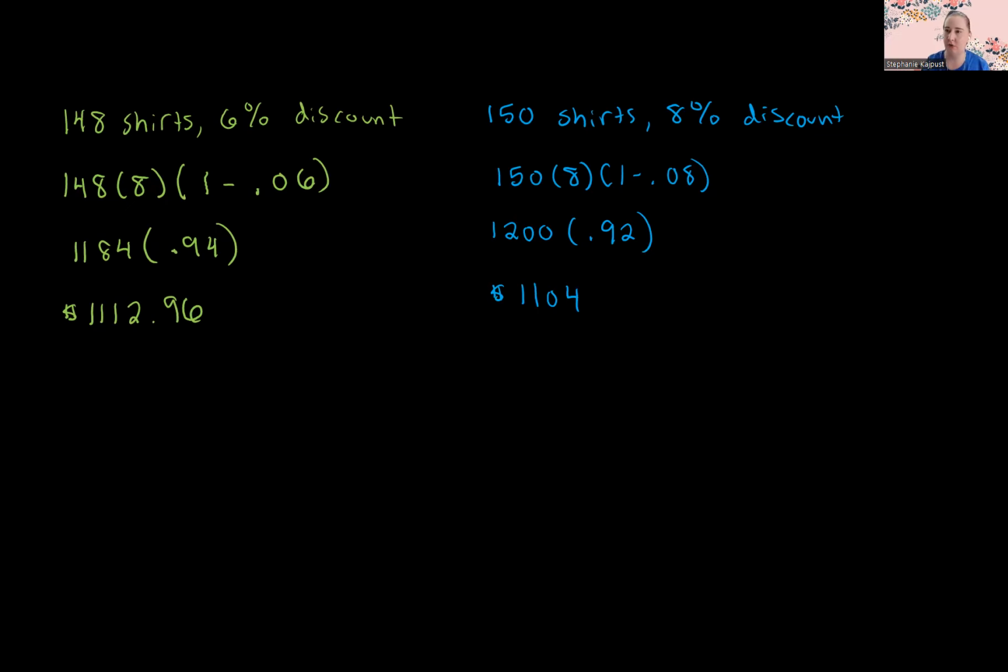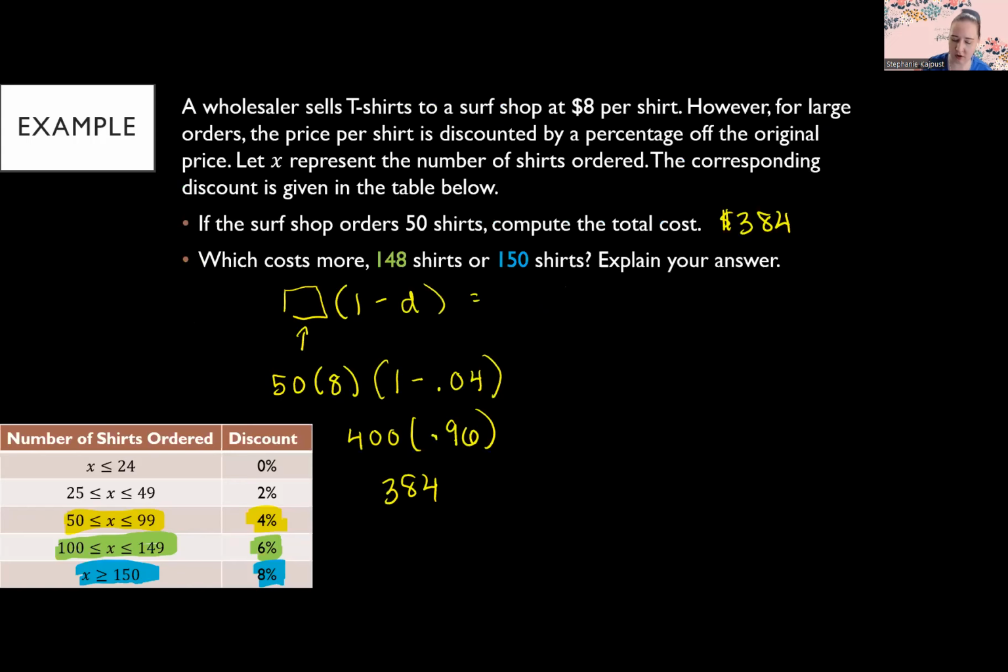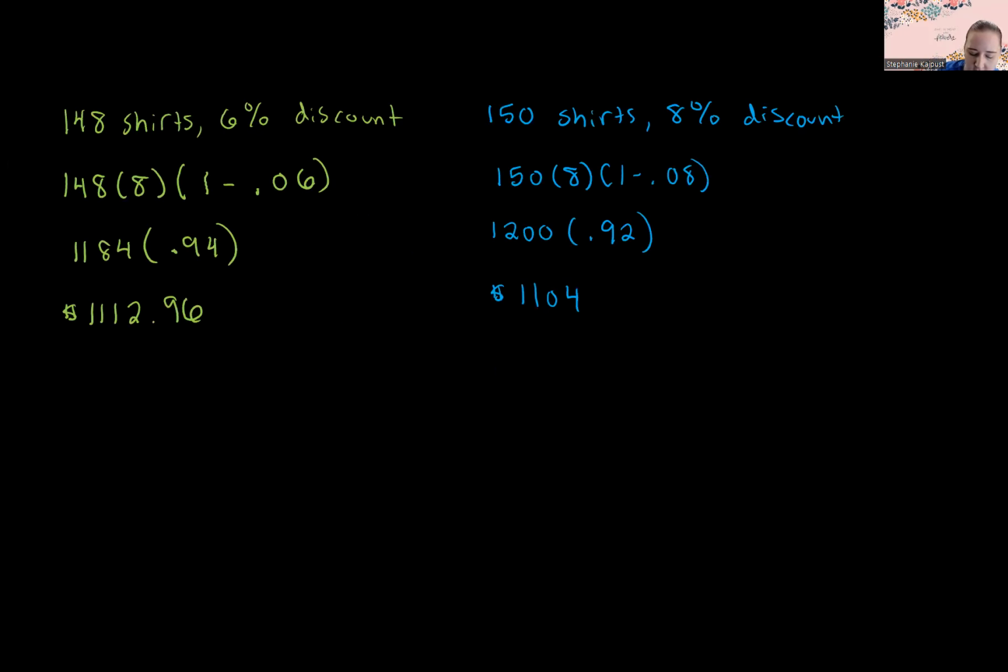But maybe if we were comparing other numbers, if you had to buy 3 more shirts or 4 more shirts, maybe the math doesn't work out that it's actually cheaper. This is really important if you're running a business, to know whether you can actually save a little bit of money. 2 extra shirts, not a big deal. So the question was, which costs more, 148 shirts or 150 shirts? Explain your answer. And so 148 shirts costs more.